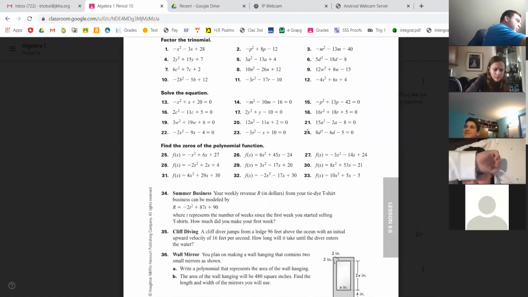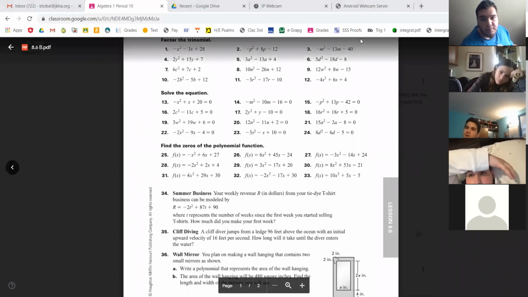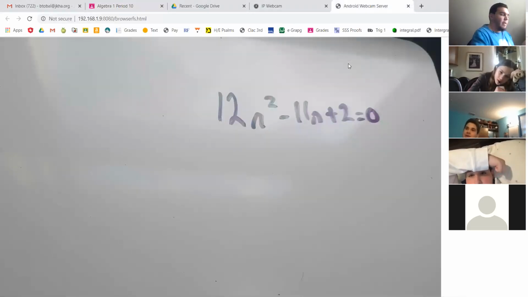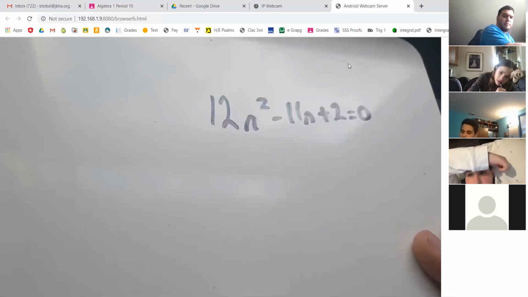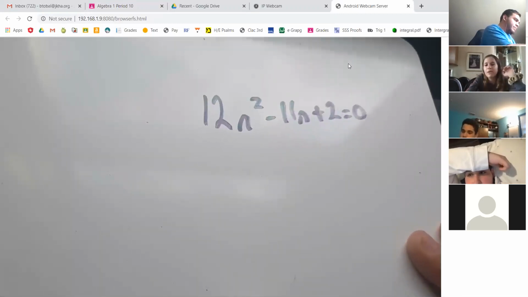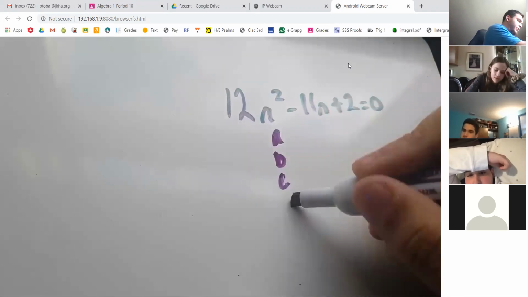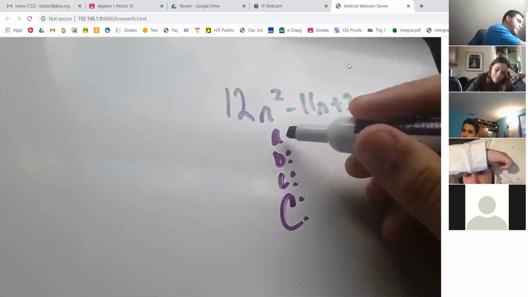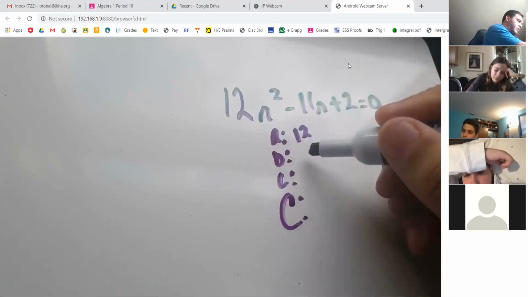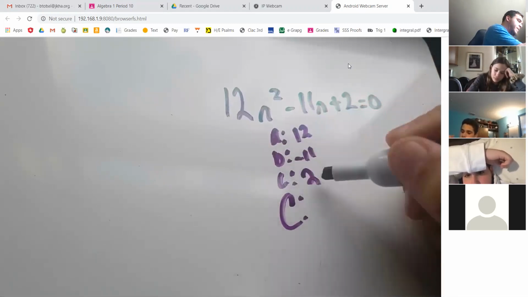Yeah. So 20 looks good. 12n squared minus 11n plus 2 equals 0. Here is where you find your A, B, and C. We're gonna find A, B, and C, and put a space for capital C too: 12, negative 11, and 2.